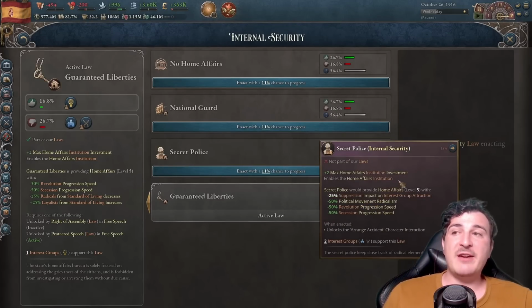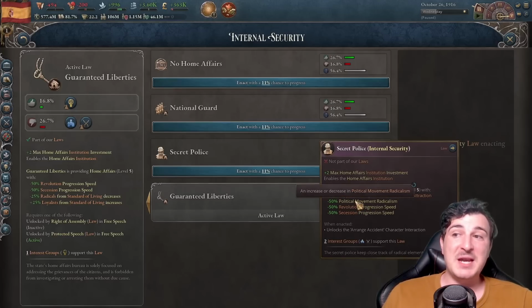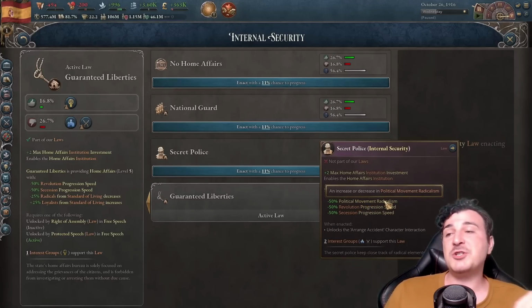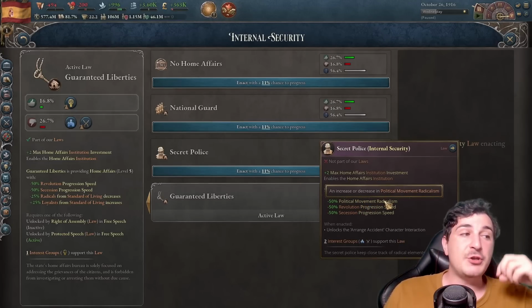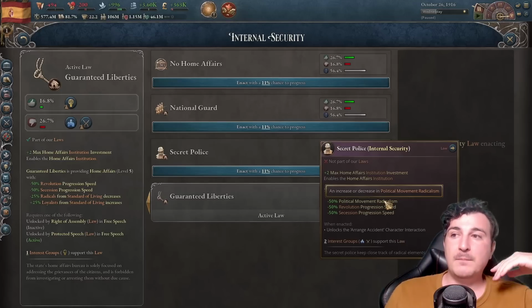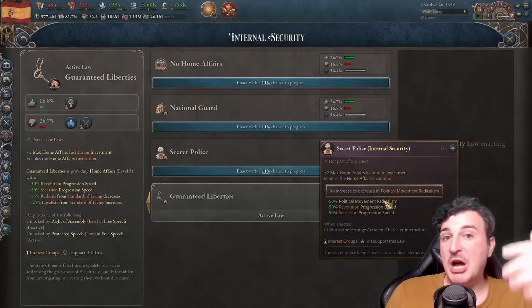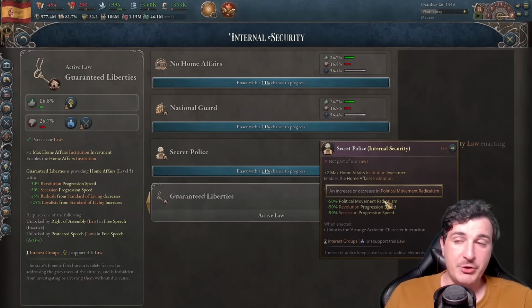The main one to take from the secret police is the 50% political movement radicalism. So essentially, if you go for this and you upgrade it to level 5, you almost never need to worry about massive political movements to stop you from enacting whatever legislation you're enacting.